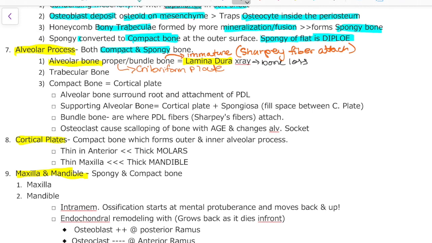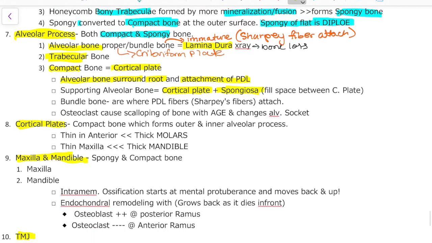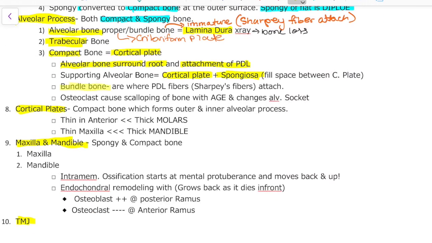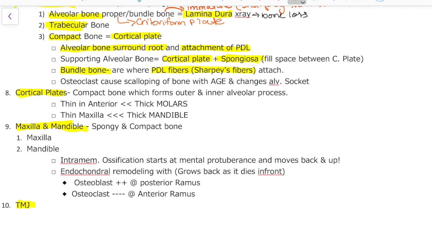So once again, we have the alveolar bone, then we have the trabeculae or spongy bone, and then the compact bone, the cortical plates. Alveolar bone surrounds a root and attaches the PDL. The supporting alveolar bone is the cortical plate, and inside is always the spongy bone. Bundle bone is the immature bone where PDL or Sharpey fibers attach. And then we know that the osteoclasts cause scalloping of the bone with age, and they can change your alveolar crest or alveolar socket.